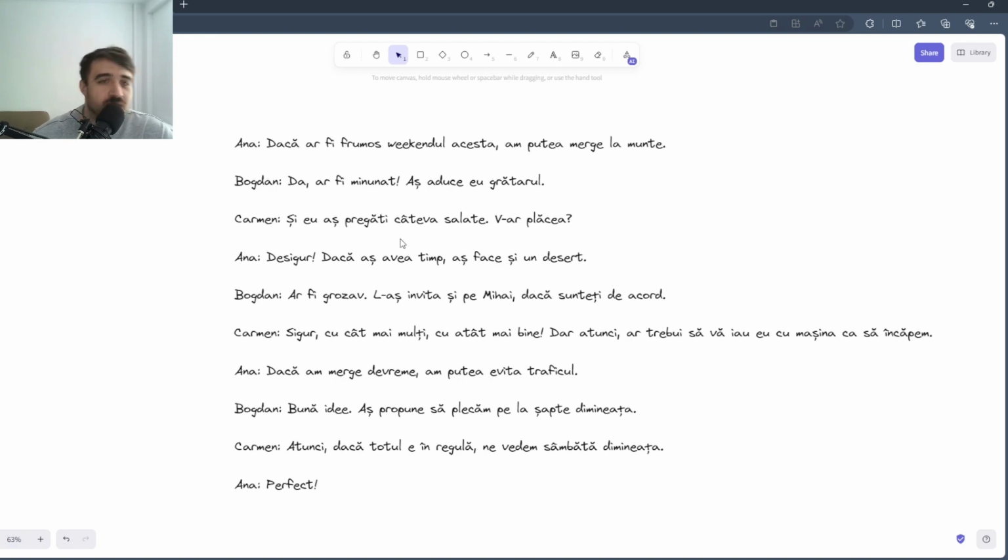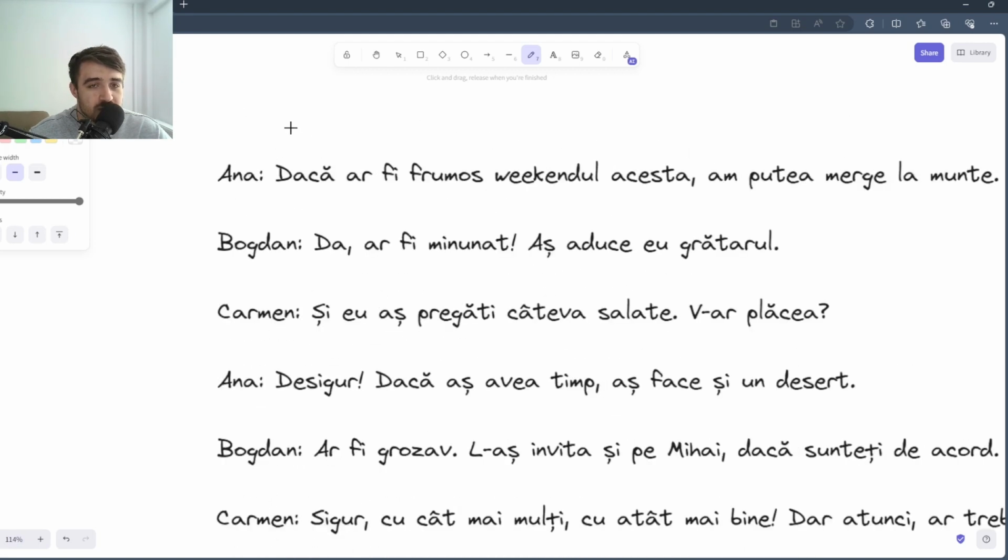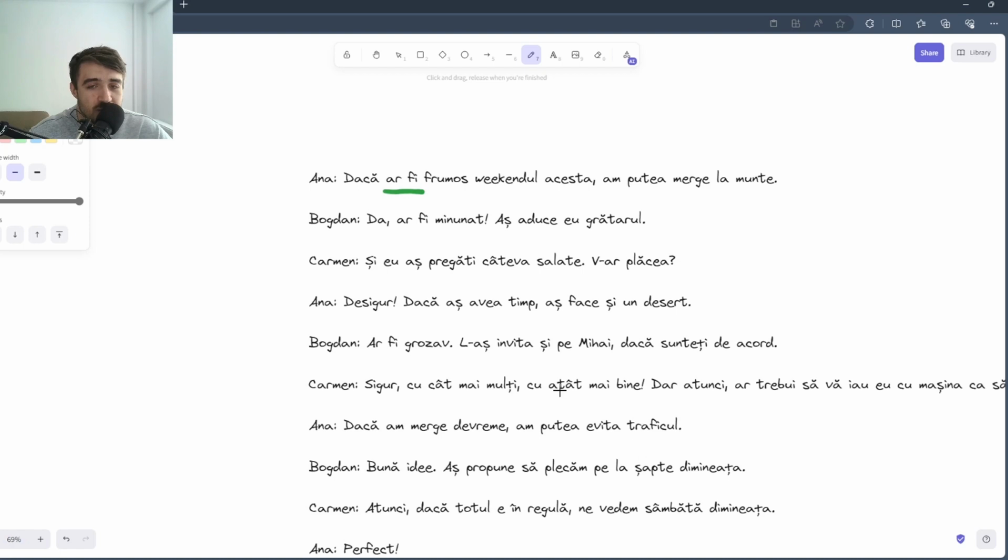So, you can listen to this again if you want. You can play it back. But the main idea is for you to practice the conditional, to understand first where is the conditional, so you can just go through this. I'm going to do a sample on the first one. So, yeah, we have this ar fi. This is a conditional. You can underline it. You can do the same with the rest of them.